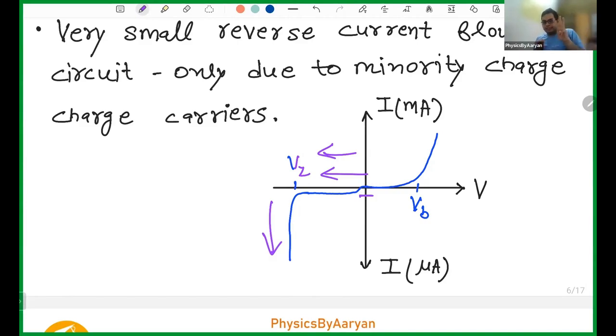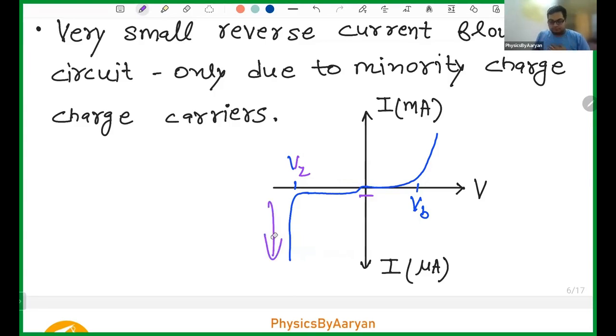So very basic 3 things happened. I kept on applying my electric field. As a result, the bond breaks. If the bond breaks, a huge amount of minority charge carriers are produced. And in reverse biasing, only minority charge carriers can flow. So since I have a huge amount of minority charge carriers flowing, I have a huge amount of reverse current. And this reverse current you can easily see here. And that is why the Zener voltage is coming.